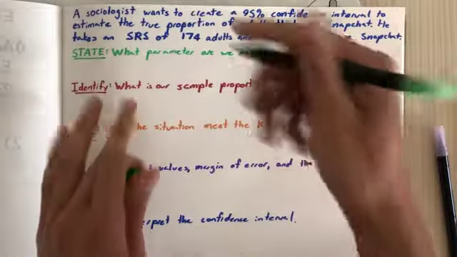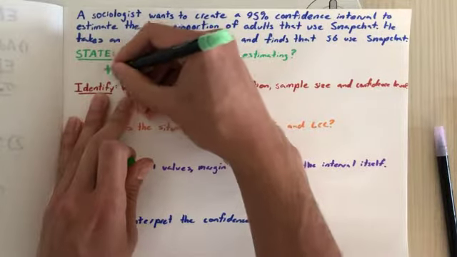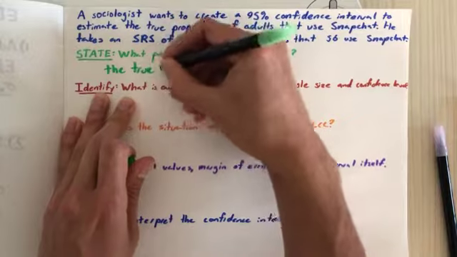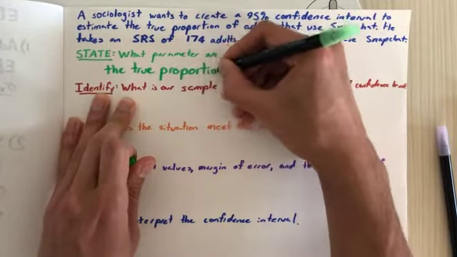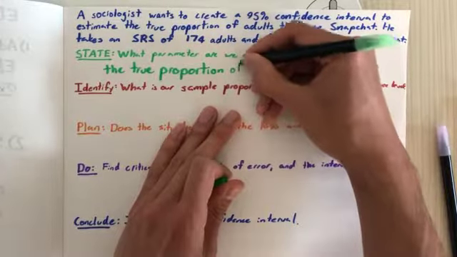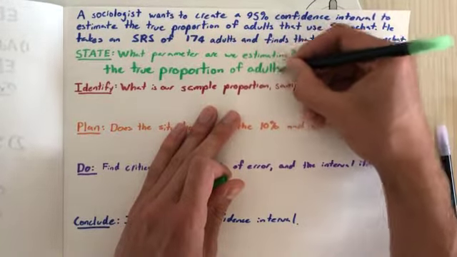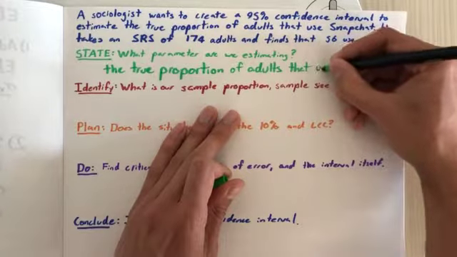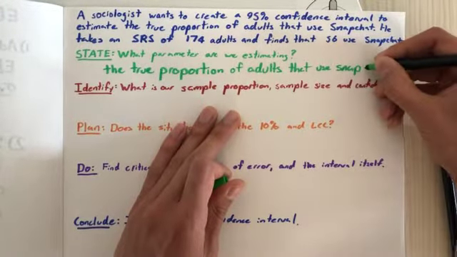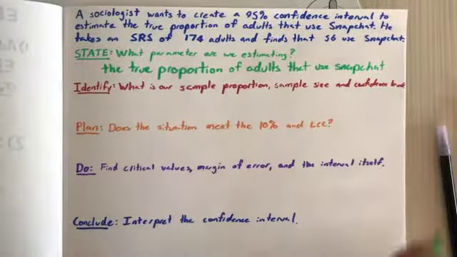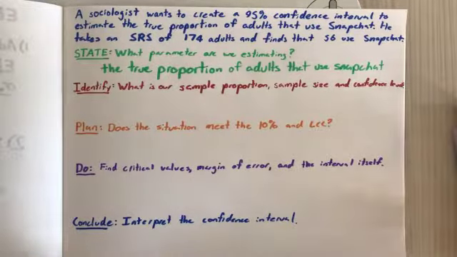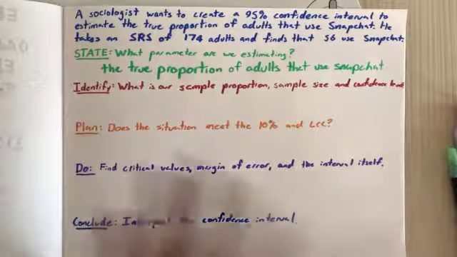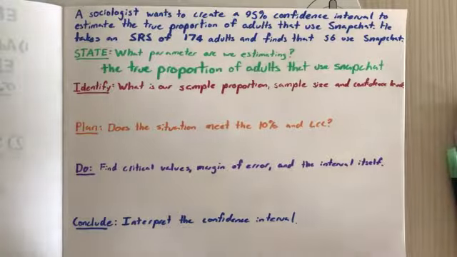The parameter is the true proportion, and remember that this is for a population, the true proportion of adults that use Snapchat. So that is our parameter. It's what we don't know, and hence we're going to use a confidence interval to try and estimate it. So we're done. That's all we have to do for state. We just have to say what the parameter is, and we're good.